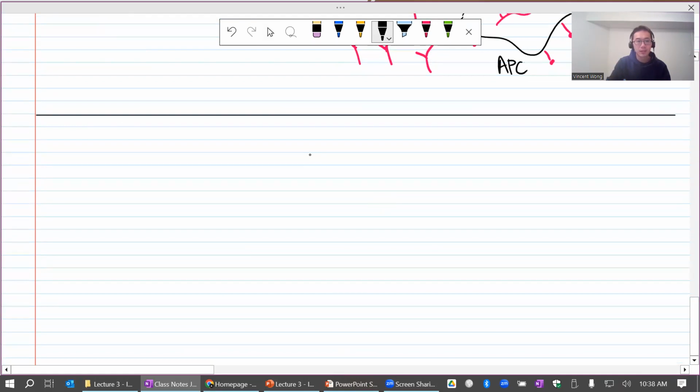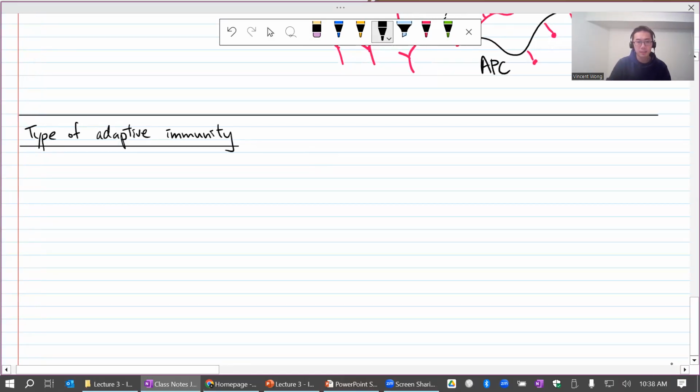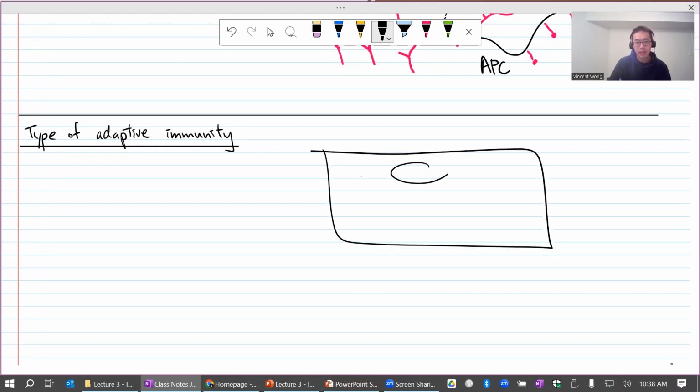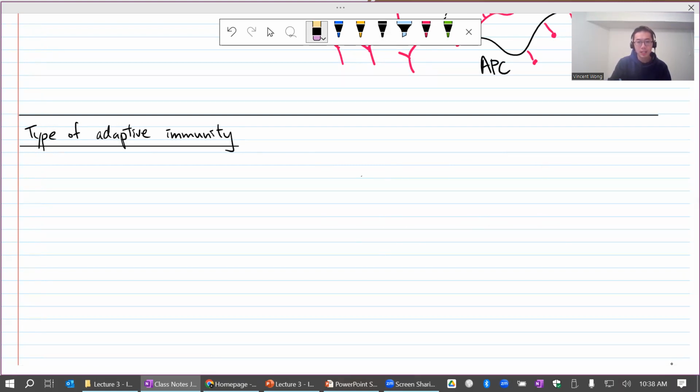So this one is called types of adaptive immunity. Oh, we lost someone. Types of adaptive immunity. So, new sheet, I'm going to do a flow chart that looks like this. If you're planning for space, that's what's going to be happening. So let's start with the adaptive immunity.